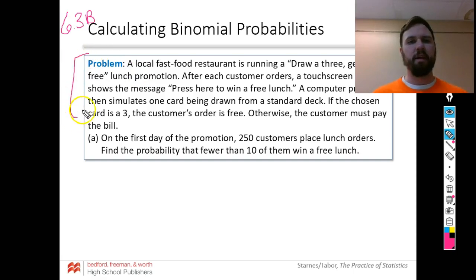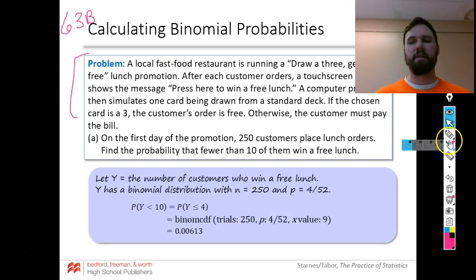Let's go and read this. You guys can read it. It's draw 3, get 1 free promotion. Then they get to touch it, and then they can win a free lunch. If the chosen card is a 3, their order's free. Otherwise, they have to pay the bill. So it should be a third, right? Not a third, it's going to be less than that. But on the first day of promotion, 250 customers put in their lunch orders. What's the probability less than 10 of them win a lunch?